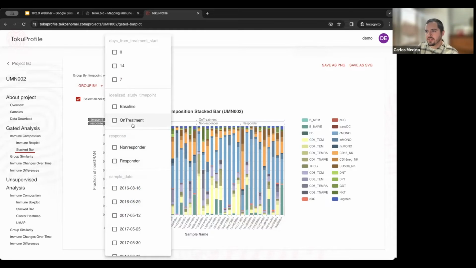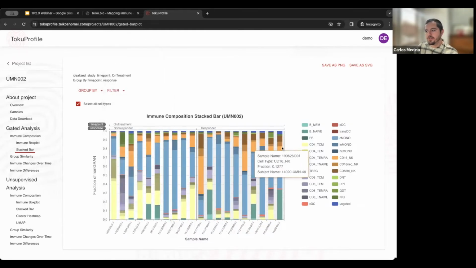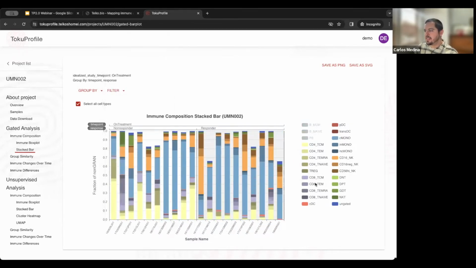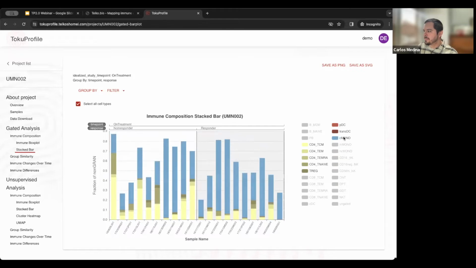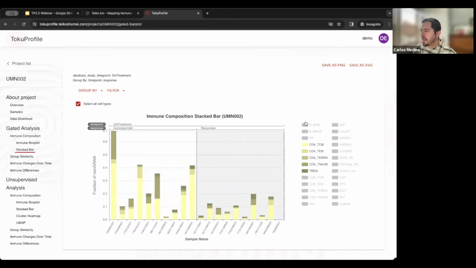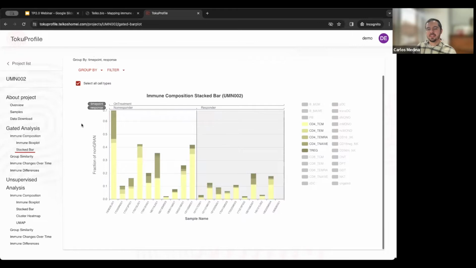So let's filter to on-treatment to only show those. And let's also zoom in on the CD4 populations by deselecting the other immune cell populations from the plot. And now with just the on-treatment time point selected and showing only the CD4 T cell subsets, we can really see that there is quite a noticeable difference between non-responders and responders on treatment. So this is great for giving us an idea of what to maybe look into.